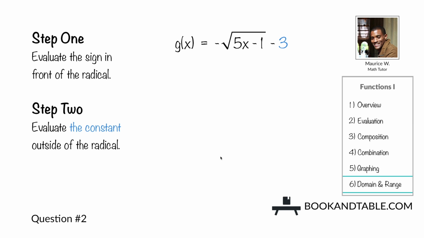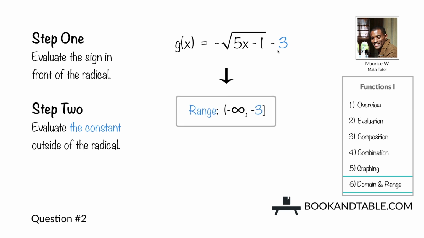Let's now have a look at question number 2. We are given g of x is equal to negative square root of 5x minus 1, minus 3. Step 1, evaluate the sign in front of the radical. It is negative. This lets us know that the function is flipped and it is going to trend down towards negative infinity as the low point. And then step 2, evaluate the constant outside of the radical. It is negative 3, so this is where the high point will be. So the range of g of x is from negative infinity up to negative 3, including negative 3. So that is the answer to question number 2.